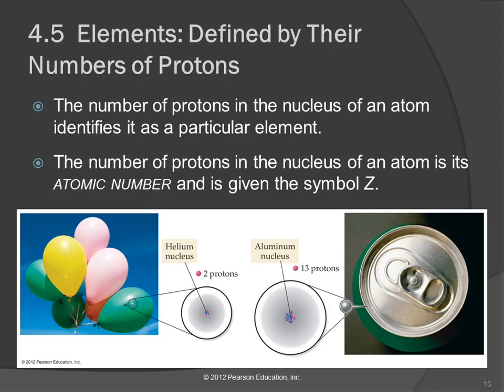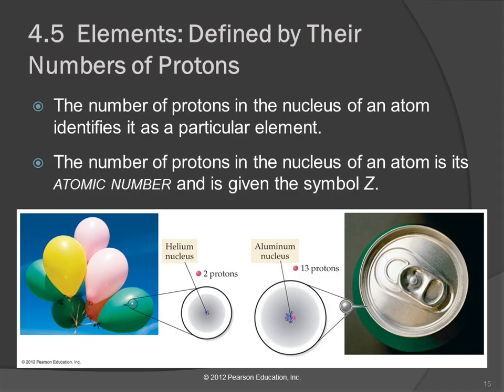It's the number of protons. That's who the atom is. The electrons can change, as we'll see. You can add electrons and you can take electrons away. Those are sort of like the clothing of the atom. That's on the outside of the atom. But the number of protons is what identifies it.